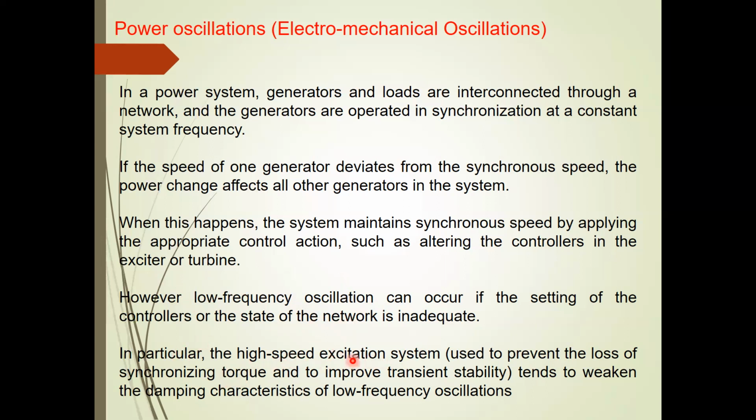Particularly, we say that high speed excitation systems are those static excitation systems which we normally use to prevent the loss of synchronizing torque, and thereby improve the transient stability. But the use of high speed excitation systems weakens the damping torque, thereby resulting in low frequency oscillations. I will discuss this in more detail later on. The electromagnetic torque is actually the phasor sum of synchronizing torque and damping torque. And if, because of high speed excitation systems, the damping torque becomes poorer, this results in low frequency oscillations.